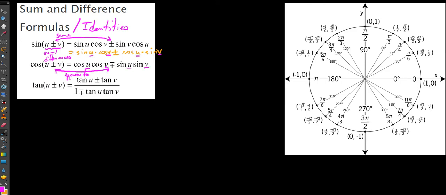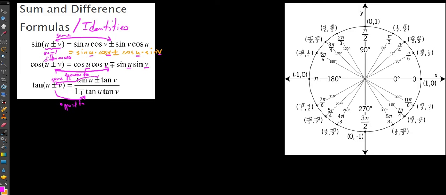Okay. So taking a quick glance down here at tangent, we have tangent of u plus or minus v. And what you see is our sign is going to be the same on top when we do this sum or difference. So we say same. I don't know if you can squeeze that in there, but it's going to be opposite on the bottom down here. So opposite.